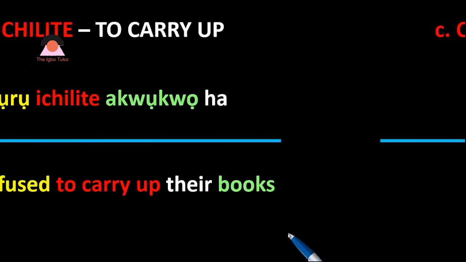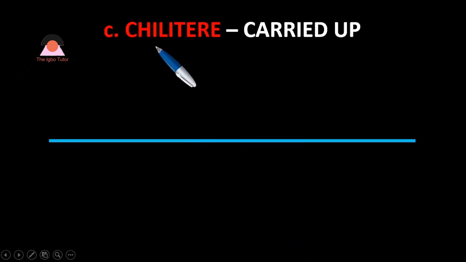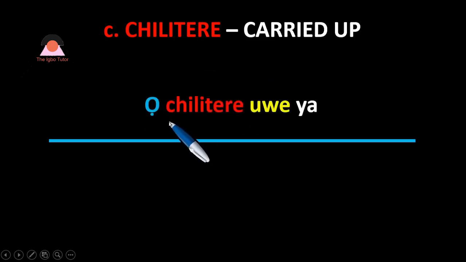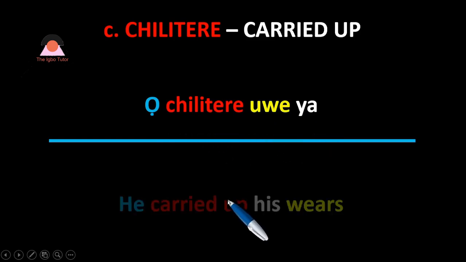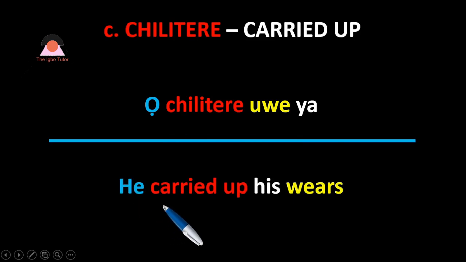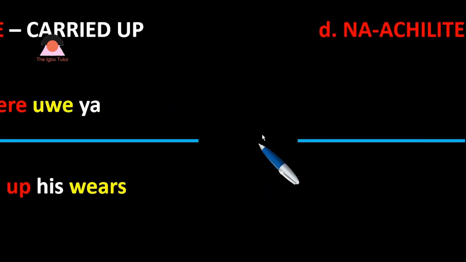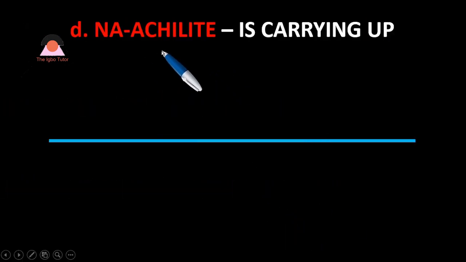We'll move on to the next one. Chilitere, obedient children, carried up. Okay, let's see what happened. Ọ chilitere uwe ya. What does this mean? He or she carried up his wares.